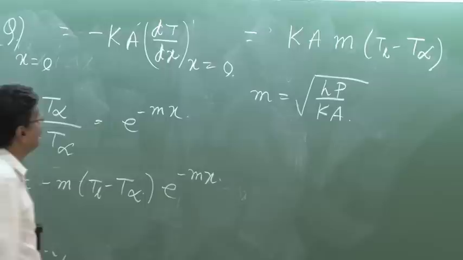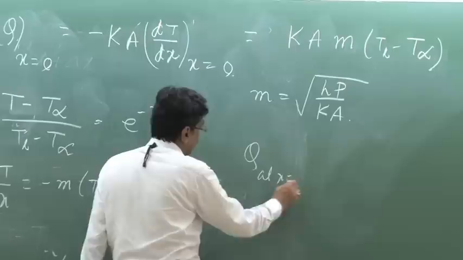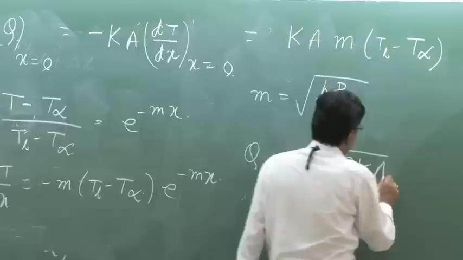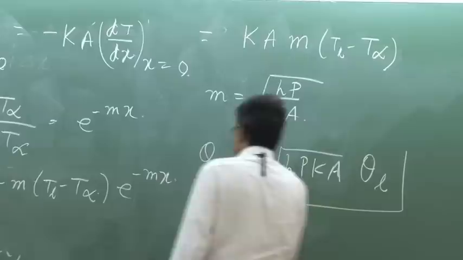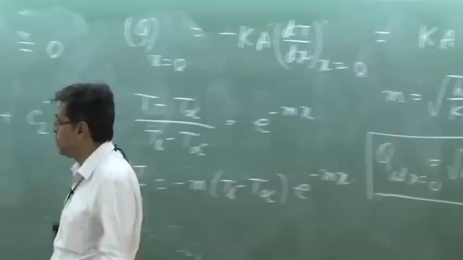And if we put that, then Q at x equal to 0 becomes root over hPkA into (Tb minus T infinity), which can be written as theta b. So this is the heat transfer from the base, and this is the temperature distribution.